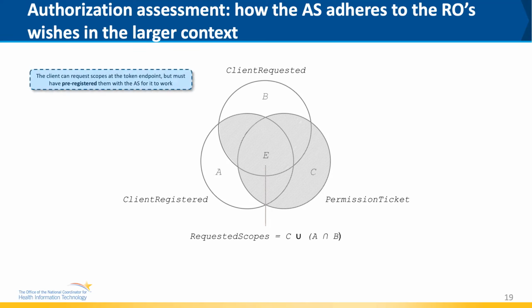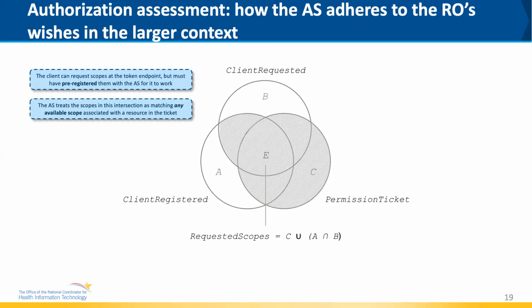So one of the things you need to know is that the client can request scopes at the token endpoint, the way you can in other OAuth grants, but it must have pre-registered them with the authorization server for that scope request to work. And that's pretty much a check on client legitimacy. And we don't say how you have to have pre-registered those scopes. That's between the client and the AS.